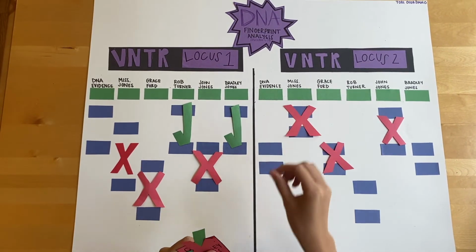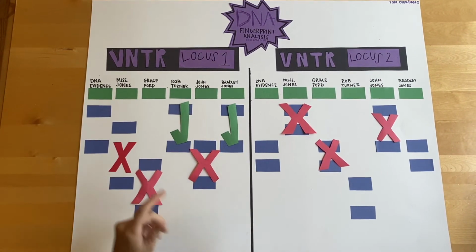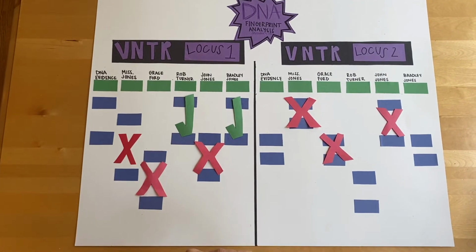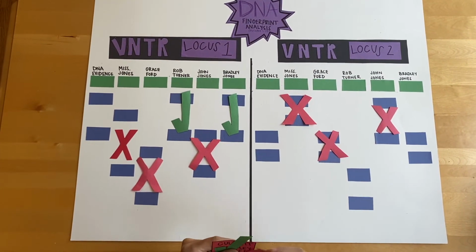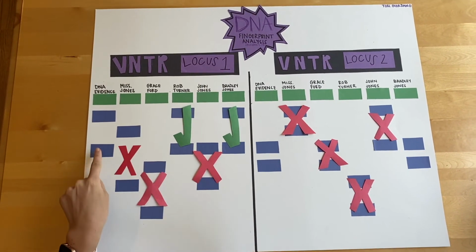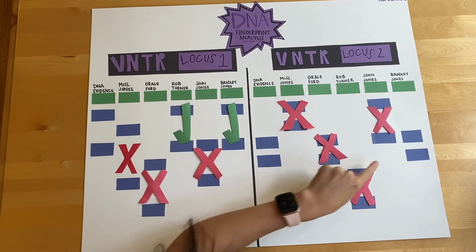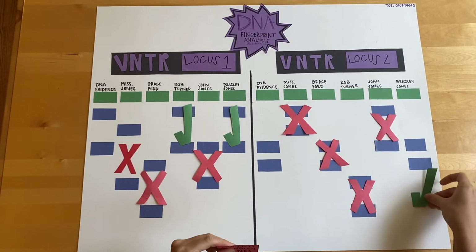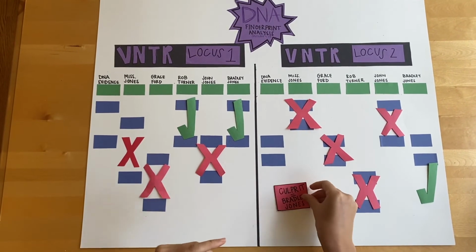Rob Turner's alleles match the evidence DNA exactly at the first locus, but at locus 2 his alleles do not match the evidence alleles, which means he is no longer a primary suspect. This leads us to Bradley Jones, whose alleles perfectly match the DNA evidence at both loci, so we can conclude that he is the culprit and guilty of this robbery.